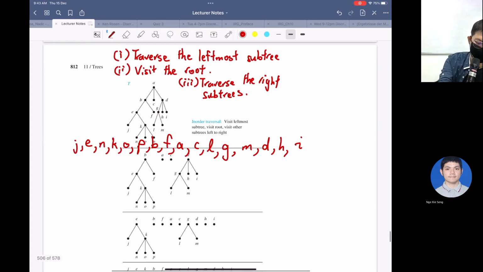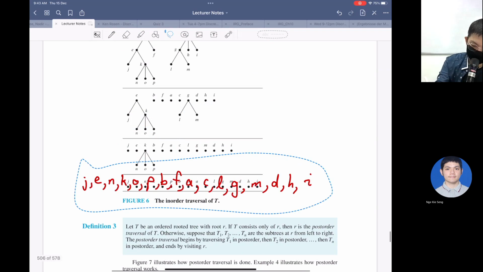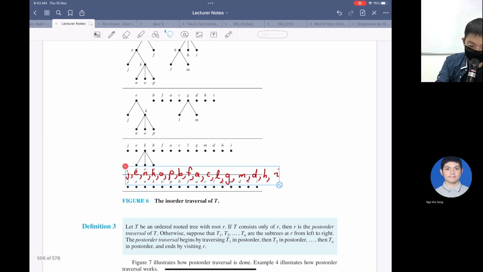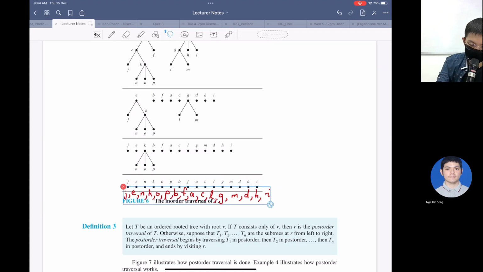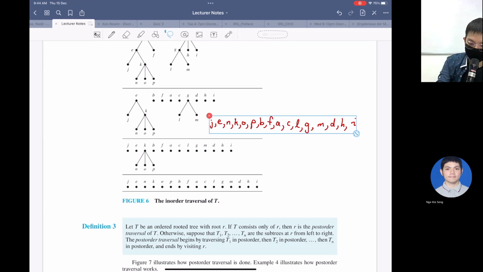Okay, I think we're done. Let's check. Yeah. So this one is in order. So we also go through all the vertices, but in a different order.